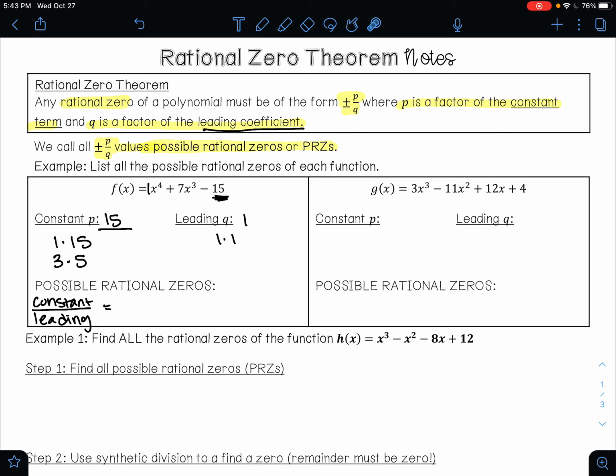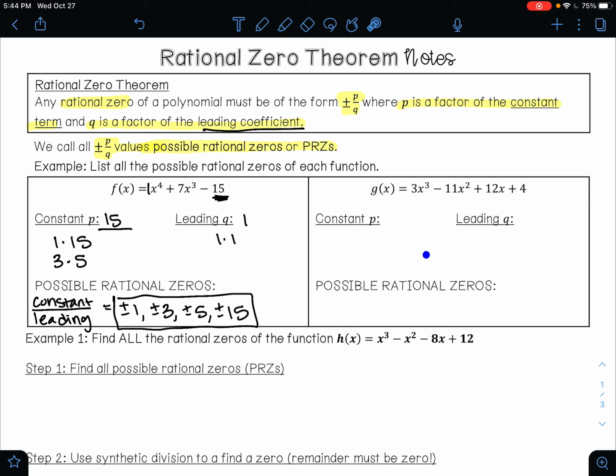So 1 divided by 1 is 1. And then I'm going to do the next one. 3 divided by 1 is 3. 5 divided by 1 is 5. And 15 divided by 1 is 15. These are my possible rational zeros. So what they're saying is, if I were to solve this equation, these are possible answers. It's always plus or minus. You do each constant factor divided by each leading coefficient factor.